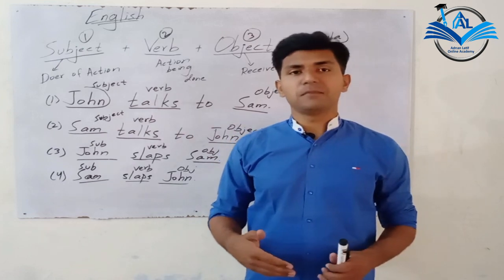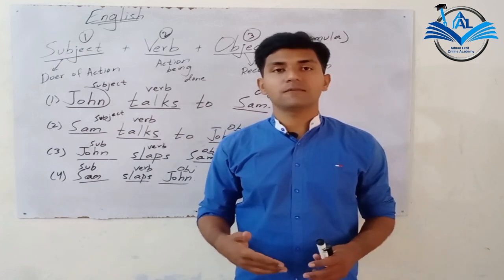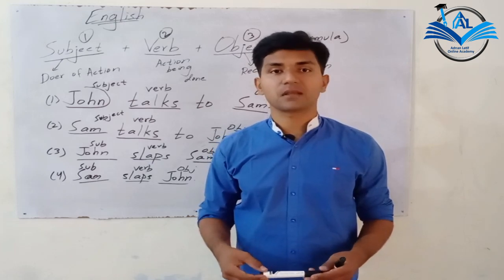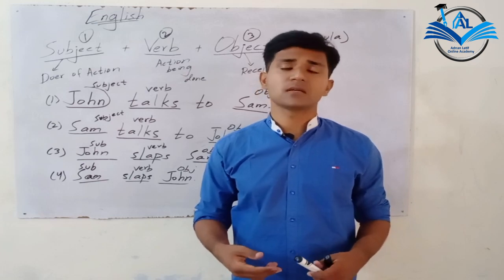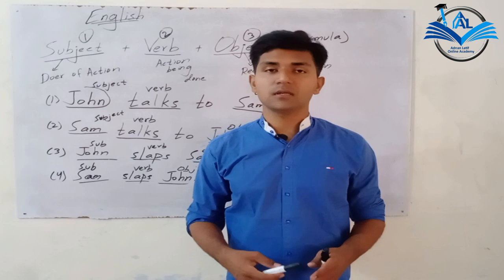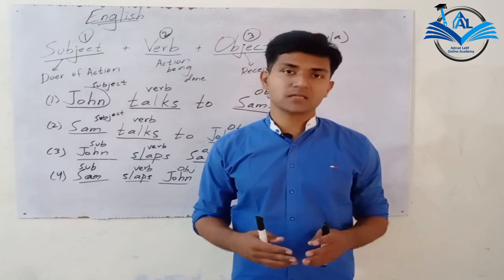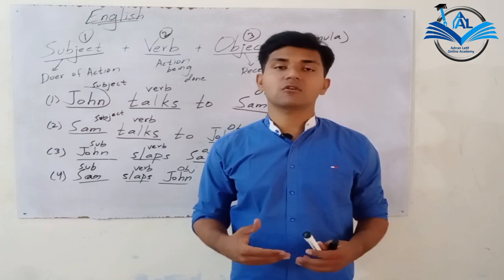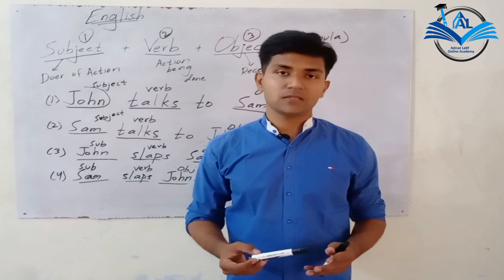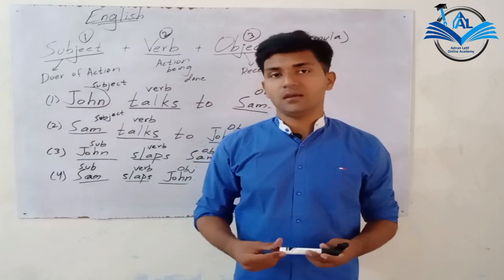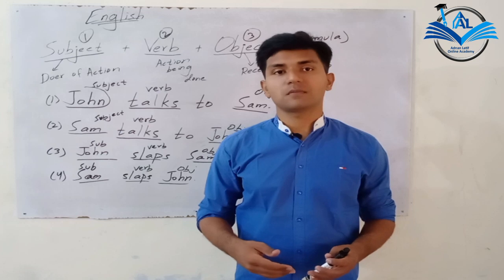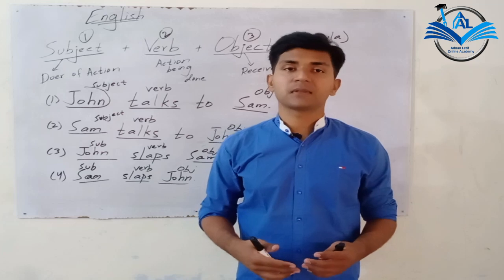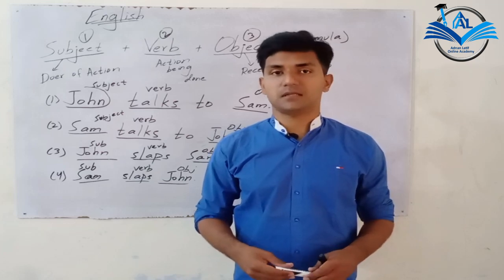So if there is another case, if a snake bites some person and the person dies, here the snake is subject and his action of biting that person is the verb. And the person who dies because of being bitten by the snake is the object.